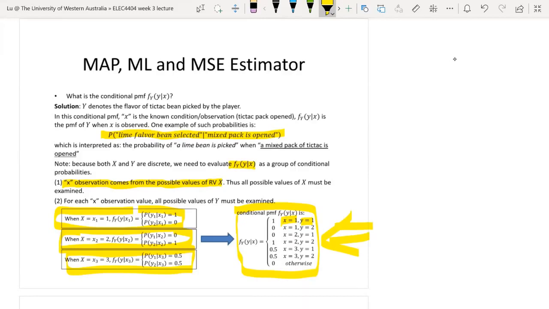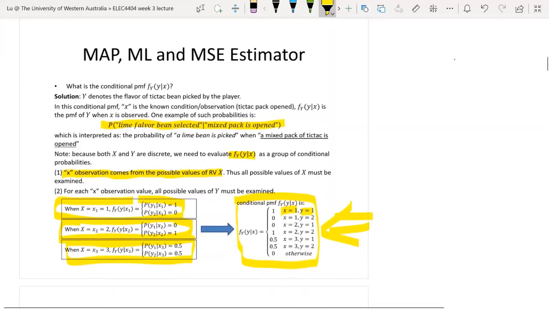This is the conditional PMF when x is known. And I think this part should be very, very easy for everyone.